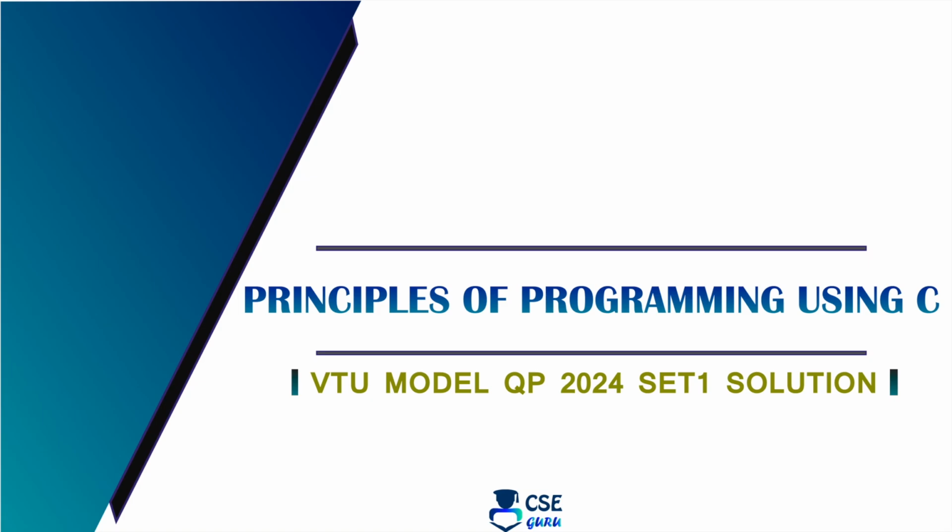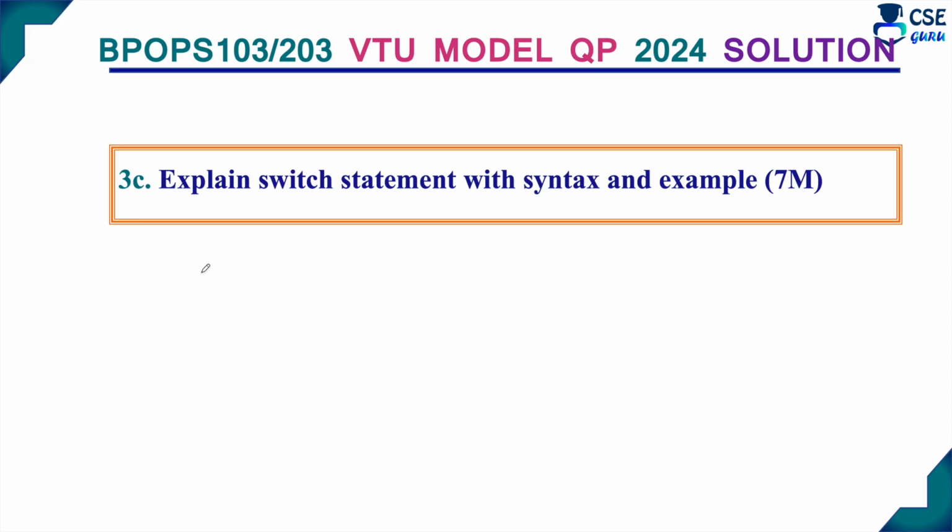Principles of Programming using C, BTU Model Question Paper 2024 Set 1 Solution. Question number 3C: Explain switch statement with syntax and example. This is a 7-mark question. So here you need to explain what is switch statement, give its syntax, flowchart and example.